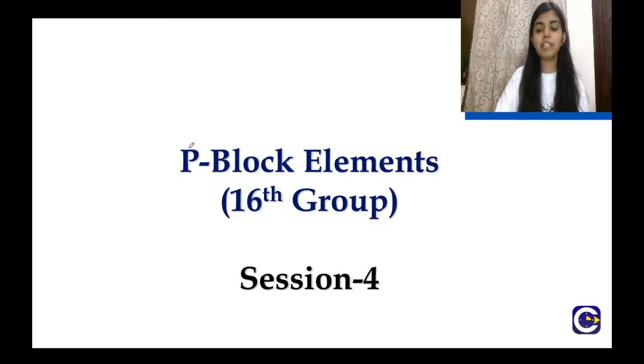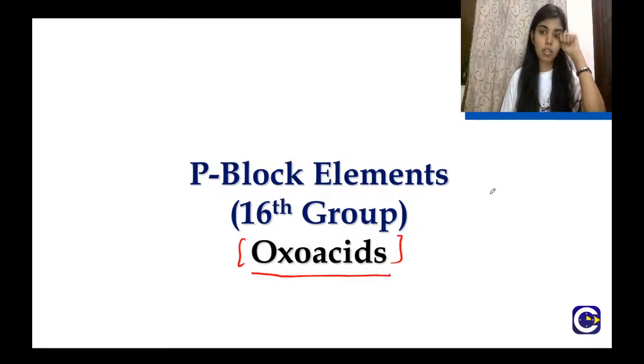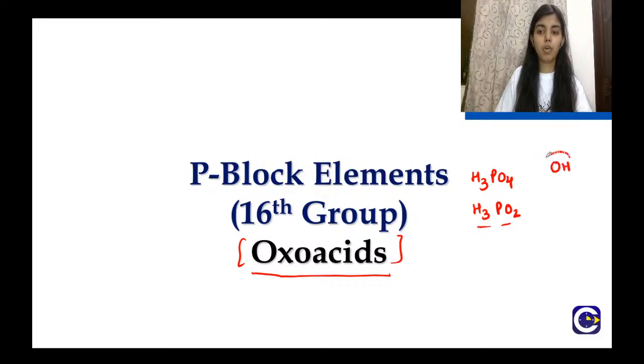Okay, good. So we'll start with the session now. Today we will discuss the oxoacids, right? What is basically an oxoacid? Oxoacids of an element, for example, phosphorus we have studied, right? The oxoacids were H3PO4, H3PO2. These were the oxoacids. That means the acids in which the OH group is present are known as the oxoacids of that particular element.